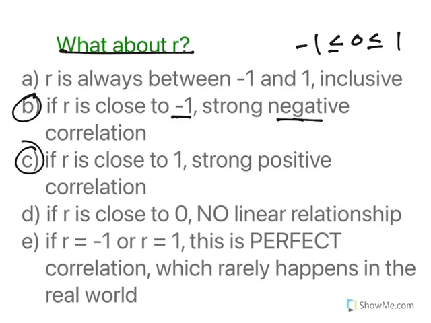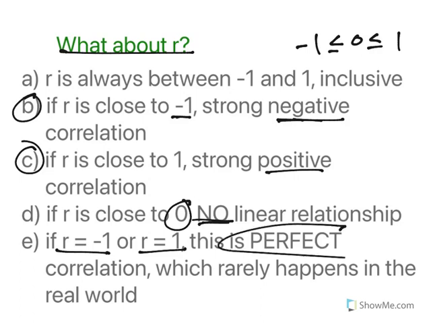So if it's a -1, it's a negative correlation. +1, positive correlation. If it is close to 0, we have no linear relationship. That means we've got dots all over the place with our scatter plot. Okay? If R is -1 or equal to +1, that means we have perfect correlation, meaning the points are right in order. How often does this happen in life? Rarely, right? Rarely do we have perfect linear correlation.